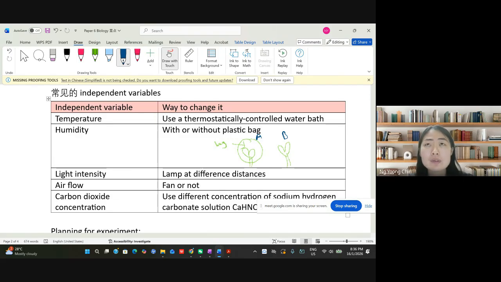Why? It's because the plastic bag traps the plant, so the water vapor cannot be released out. So the answer is A.